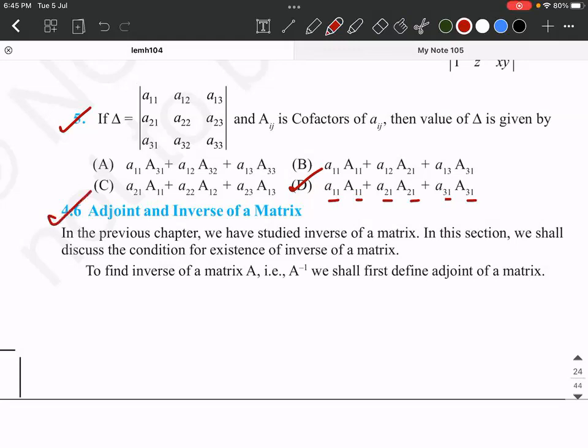Next is adjoint and inverse of a matrix. This is the last concept of this chapter. Right? So basically, when you talk about inverse, I would have already told this to you. There are two kinds of inverses that exist.